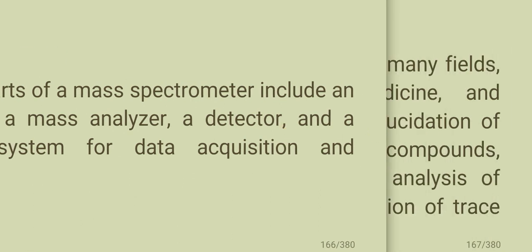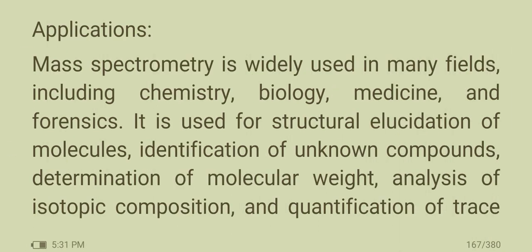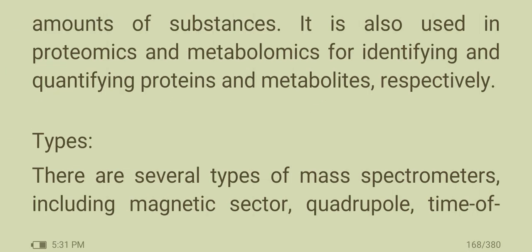So, mass spectrometry is widely used in many fields, including chemistry, biology, medicine, and forensics. It is used for structural elucidation of molecules, identification of unknown compounds, determination of molecular weight, analysis of isotopic composition, and detection of trace amounts of substances. It is also used in proteomics and metabolomics for identifying and quantifying proteins and metabolites.